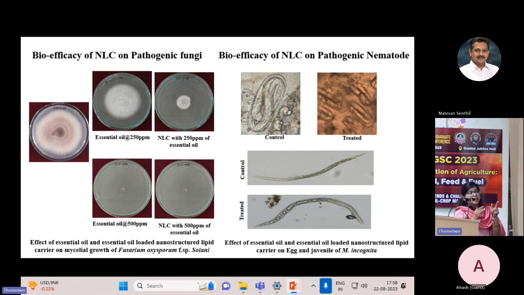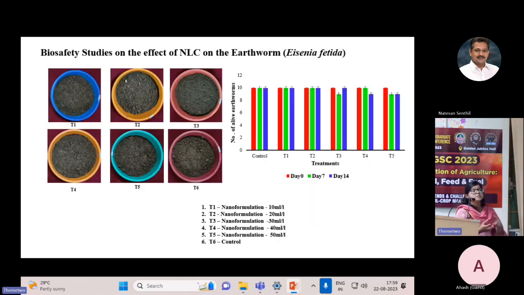You can see control eggs and treated eggs, and control juveniles and treated juveniles. In control eggs, you can see well-grown juveniles, whereas in treated eggs, you can't see any well-grown juveniles. This is due to the effect of NLCs on the egg masses. In treated juveniles, you can see clear-cut bubbles inside. This might be due to the lack of storage proteins, which are essential for the development of the juveniles.